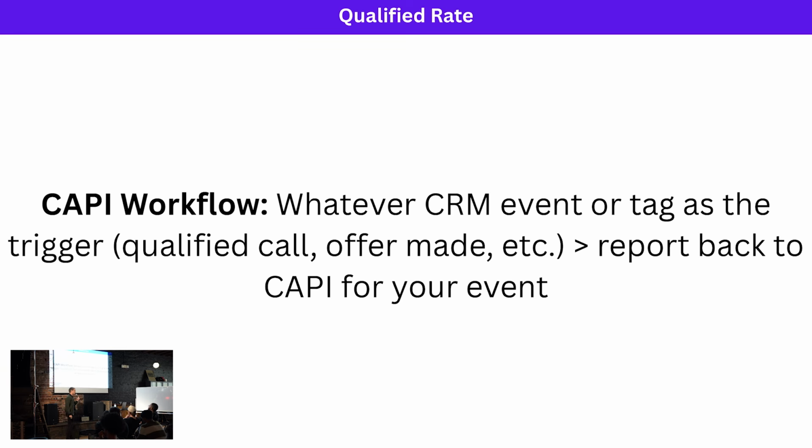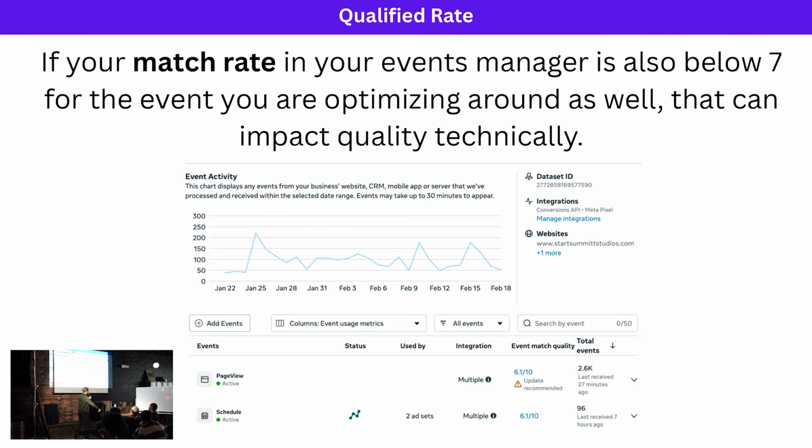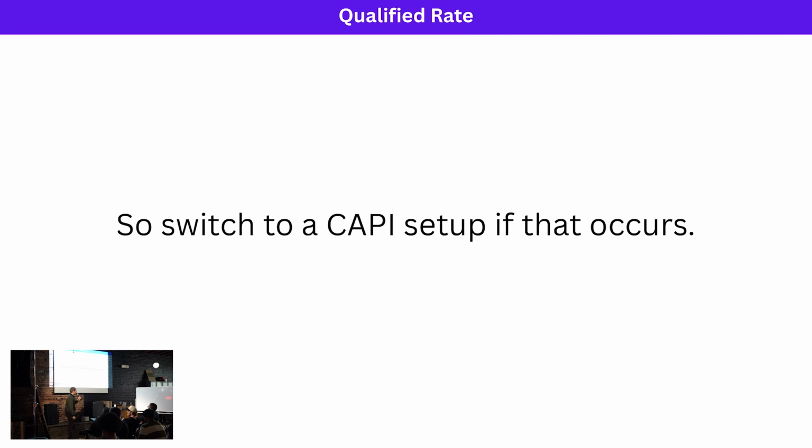So use the conversion API for this. This is what the workflow looks like. Whatever CRM event that you have or tag as a trigger, like qualified call offer made, you report that back to Meta through the conversion API for your event. If your match rate in your events manager, which I talked about a little bit before, is below 7 for the event that you're optimizing around, that can technically impact quality because Meta's not matching up the qualified people properly with its users or with people that are converting through your funnel. So if that's happening and your match rate's low, just use the conversion API setup plus the pixel.